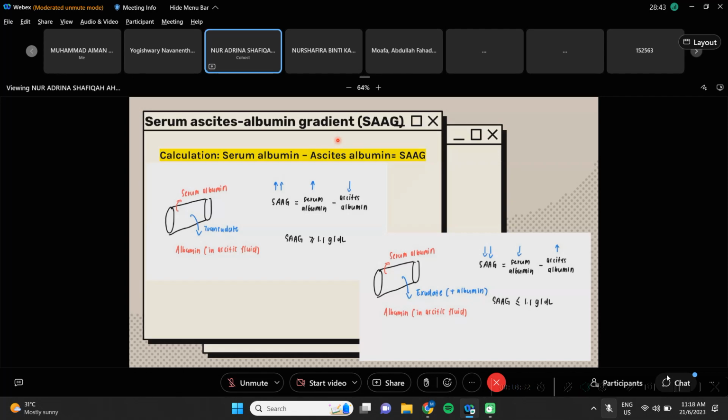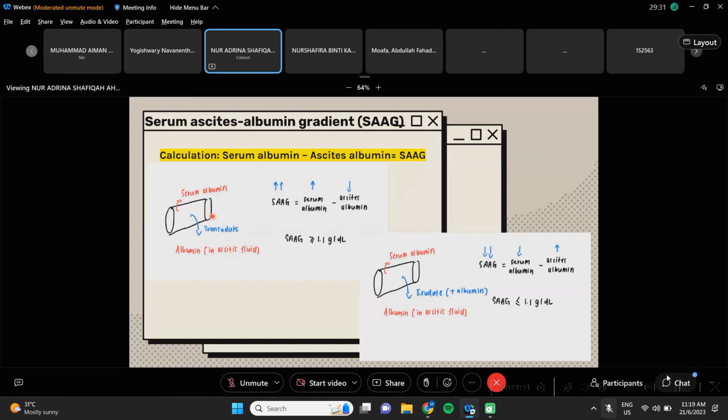So we have the serum ascites albumin gradient, or what I mentioned before as SAAG. How do we calculate SAAG? We subtract the ascites albumin from the serum albumin, so we get SAAG. Essentially, serum albumin is higher than ascites albumin. So in a case where SAAG is more than 1.1 g/dL, it means that the serum albumin is higher than the ascites albumin. In a case where SAAG is more than 1.1, it means transudate.